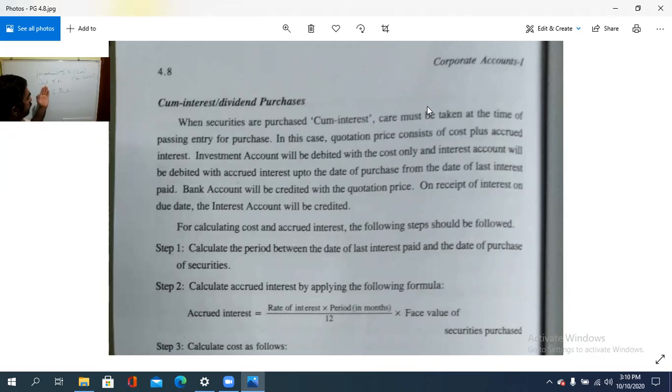So this is the cum-interest or dividend purchase. In case it is a dividend, then investment account debtor, that is the cost amount, dividend account debtor, that is the accrued dividend part, and then to bank, that is the quotation price. So the entry is to be changed in this way.